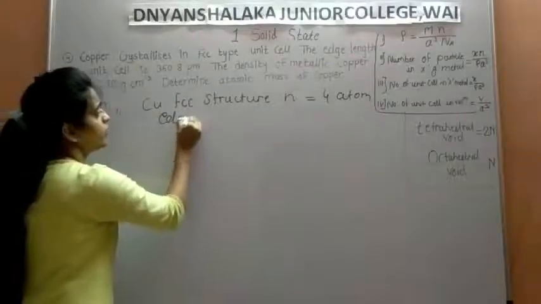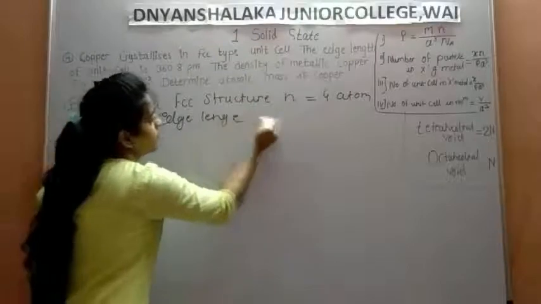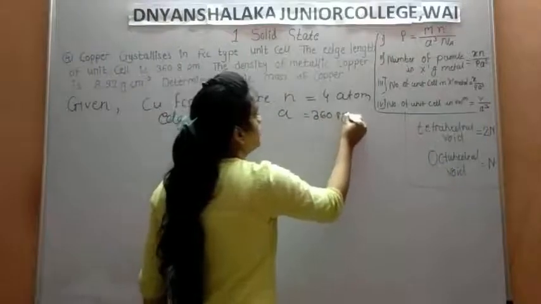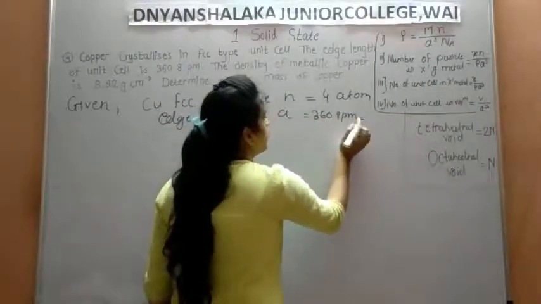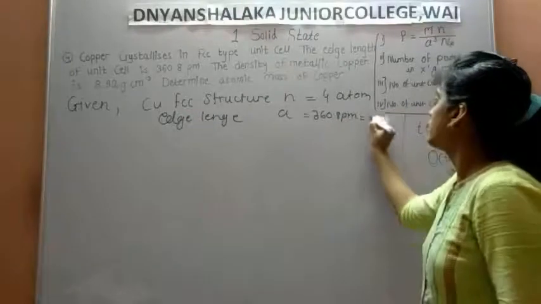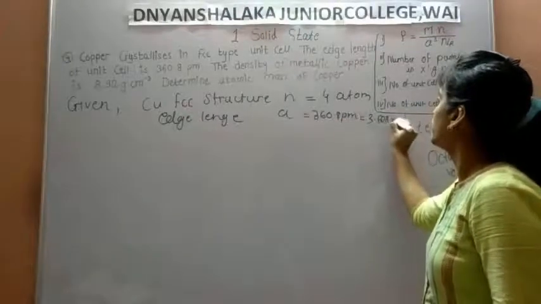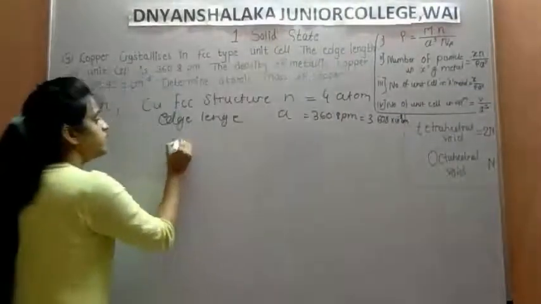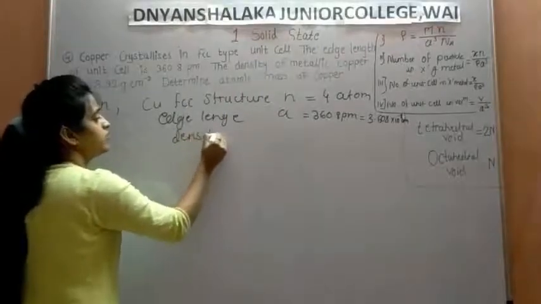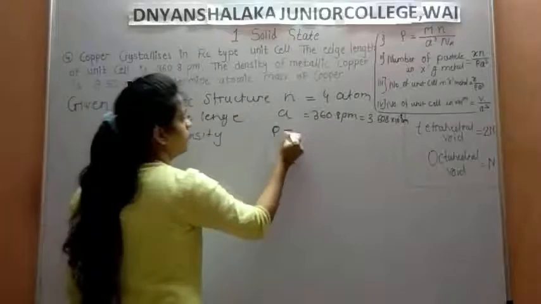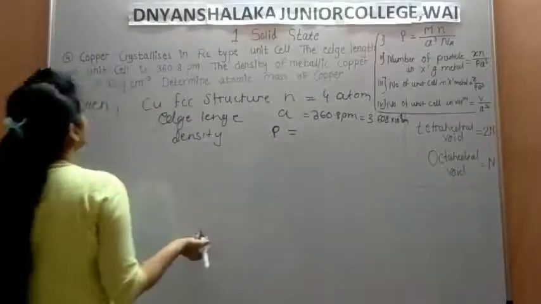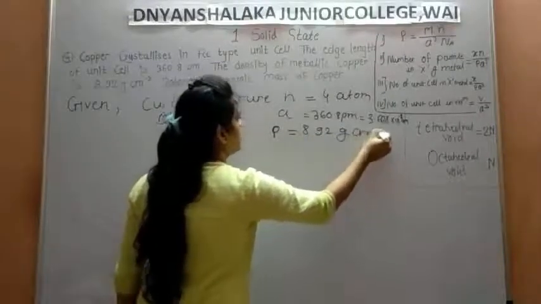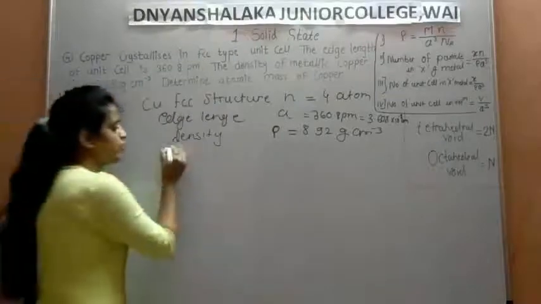So edge length of copper, edge length symbol is a, is 360.8 picometer. So convert this unit into centimeter, means 3.608 into 10 raised to minus 8 centimeter. Next density. Density symbol is rho. So we are given 8.92 gram per centimeter cube. And we have to find out the atomic mass of copper.